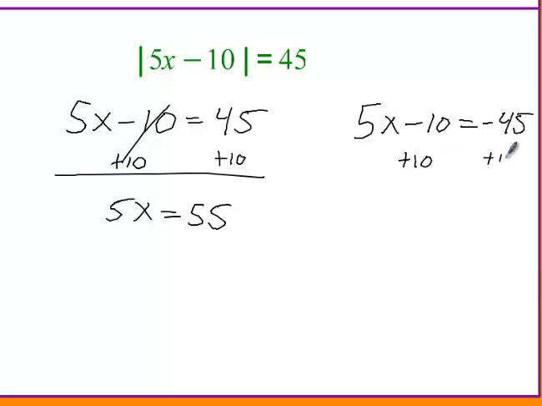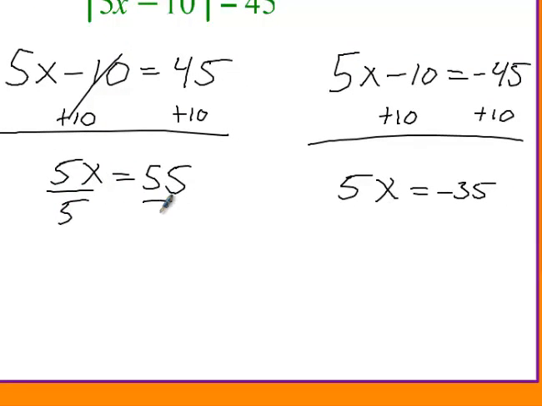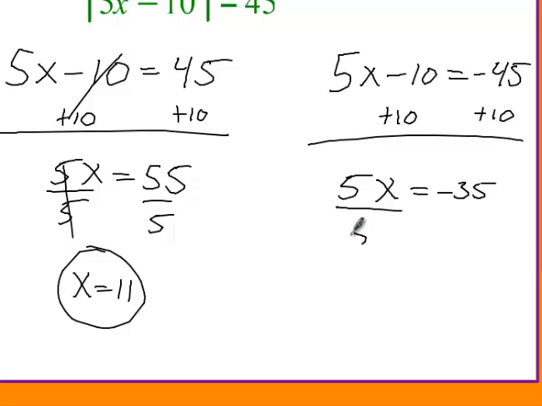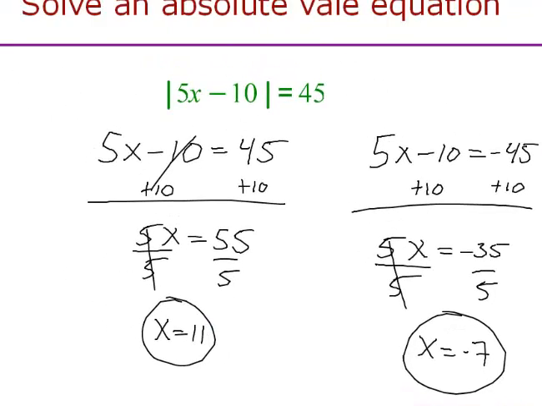The work is exactly the same. It's just that the numbers change. So you have to pay attention to your order of operations, but the steps are exactly the same between the left side and the right side. So finish these off real quick. And those are your two solutions. So this statement is true if x equals negative 7 or x equals 11, and you're done. So again, absolute value, you just split it apart into the two equations and then work your way through it.